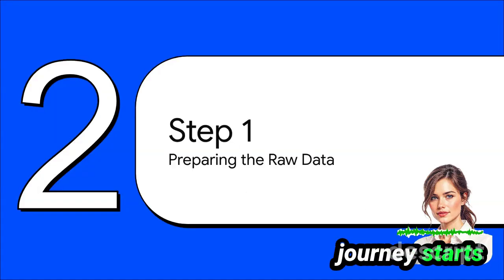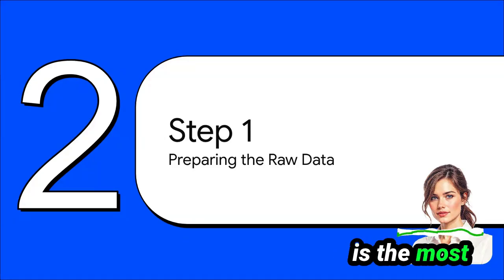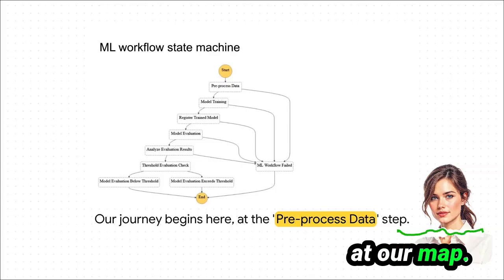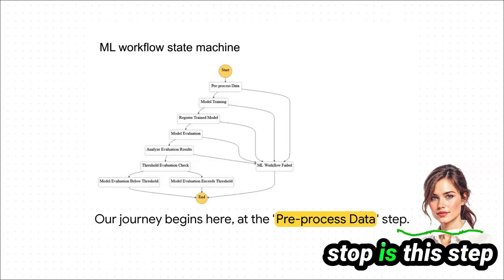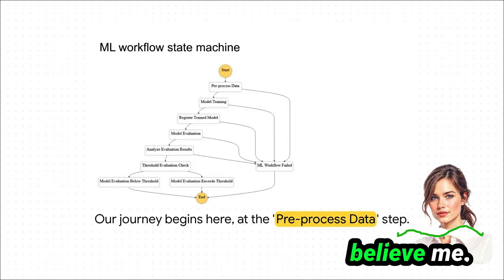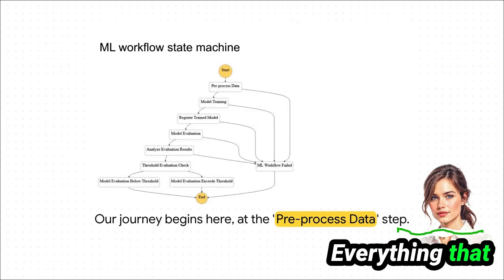Every great journey starts somewhere, right? For us, that starting point is the most important ingredient of all, the data. So let's look at our map. Our very first stop is this step right at the top, pre-process data. You gotta believe me, this part is the foundation for absolutely everything that comes next.